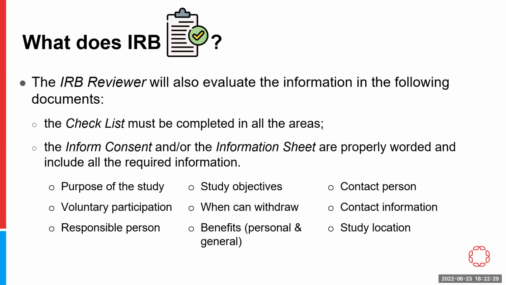We also got to evaluate the checklist, which is a format that you can find. It has to be completed in all areas. The consent or information sheet is properly worded and includes the purpose of the study, objectives, contact person and information, the voluntary participation, that the person can withdraw without any retaliation, location of the studies, the responsible person for the research, and the benefits.